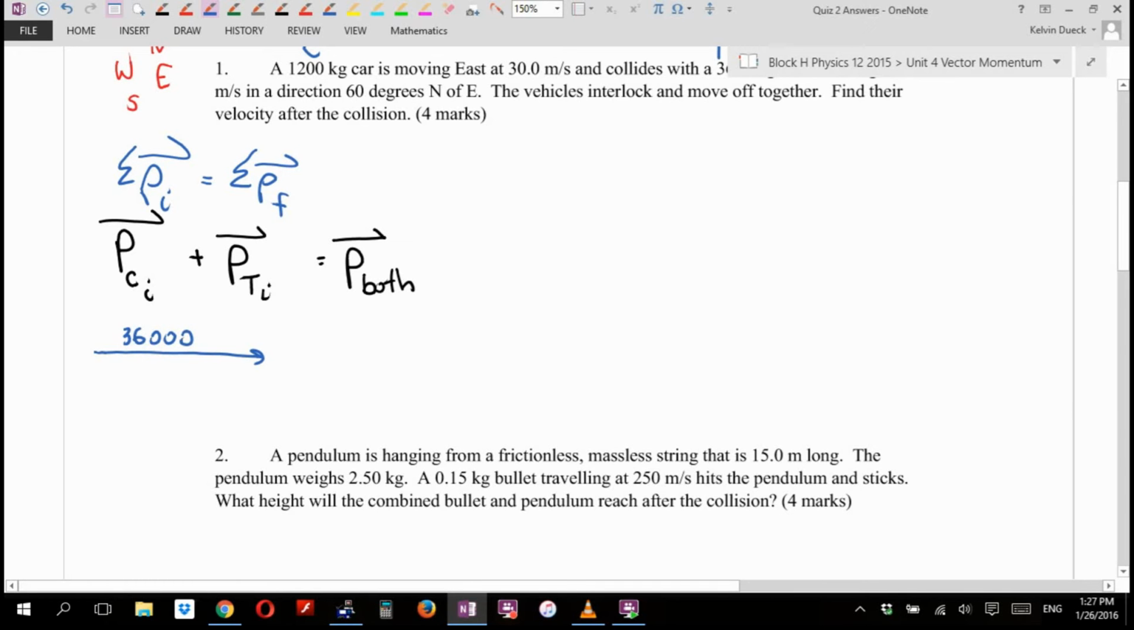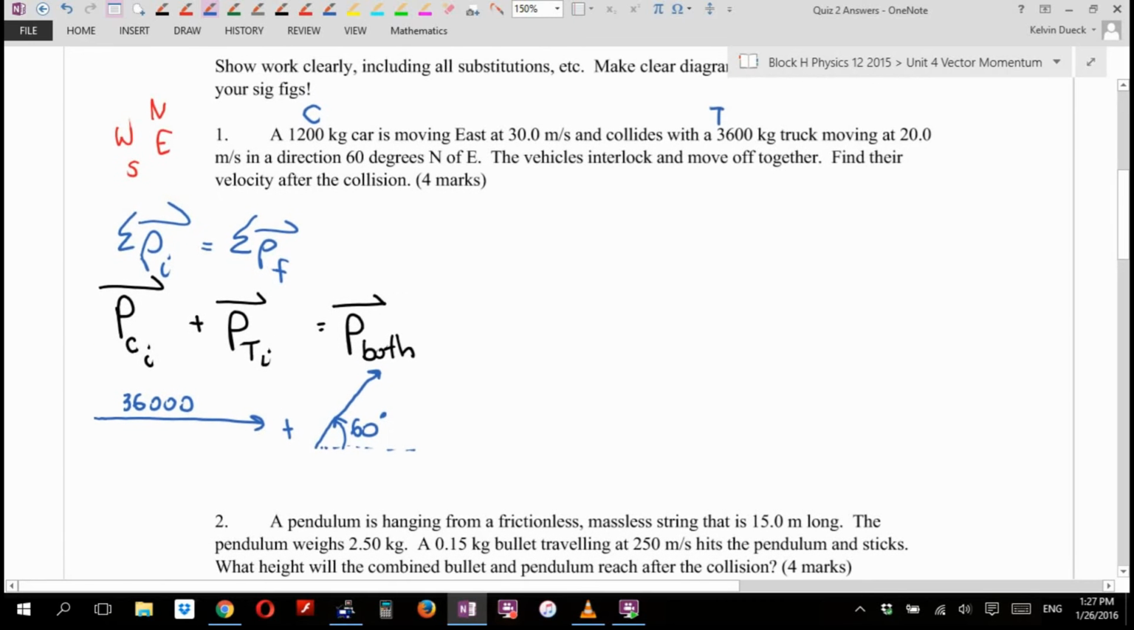Because it's the momentum that's conserved. Plus, what's the direction of the truck? 60 degrees what? North of what? So I'm going to draw east first. What of east? 60 degrees. And how big will this line be? It's going to be mass times velocity, 3,600 times 20. I think 72,000. Is that right?